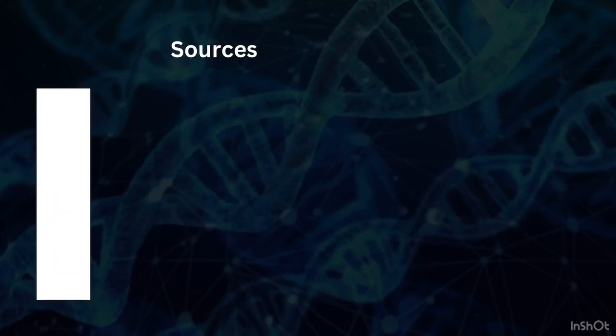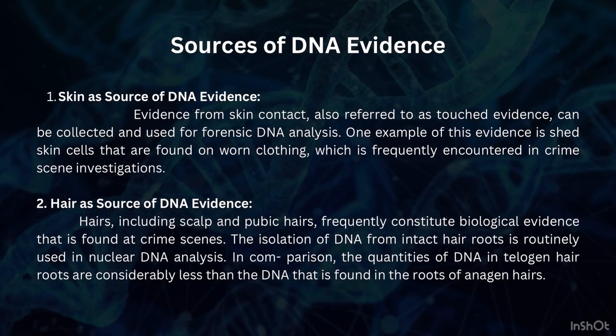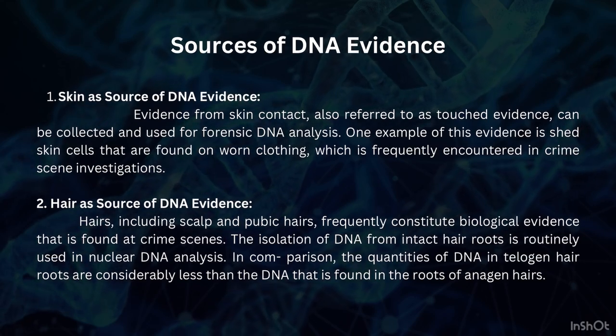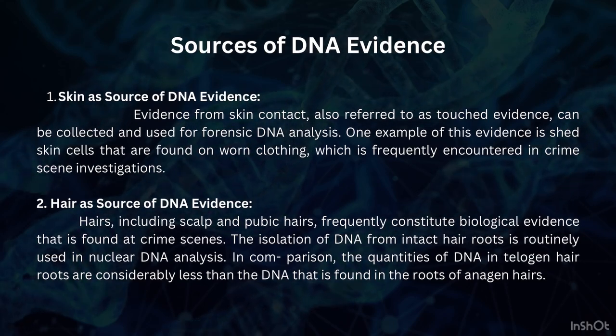In this, we study some sources of DNA first. The first source of DNA is skin. Evidence from skin contact, also referred to as touch evidence, can be collected and used for forensic DNA analysis. One example of this evidence is shed skin cells that are found on worn clothing, which is frequently encountered in crime scene investigation. The second source of DNA evidence is hair.